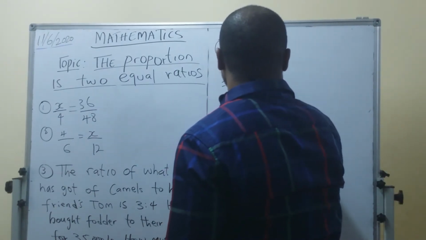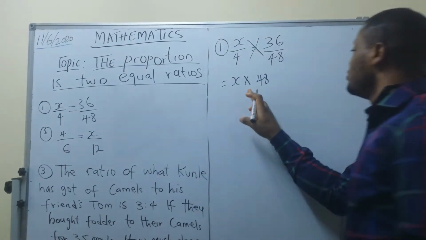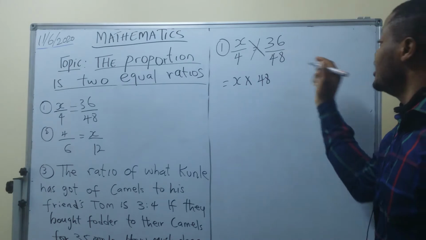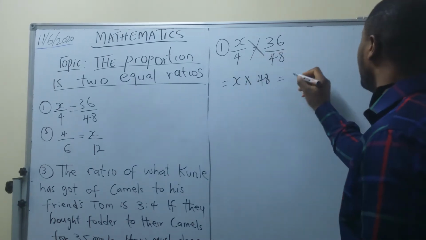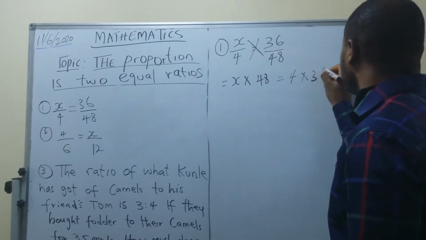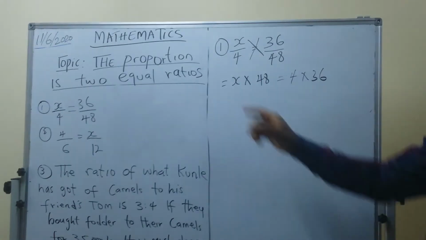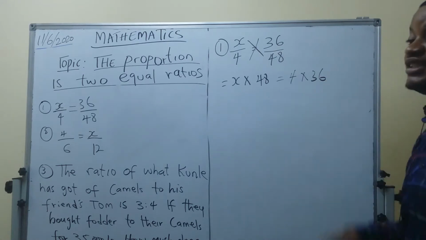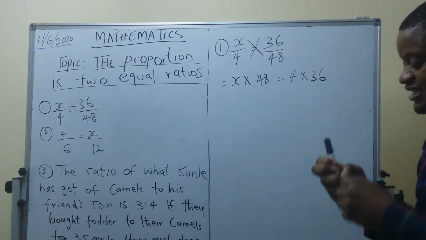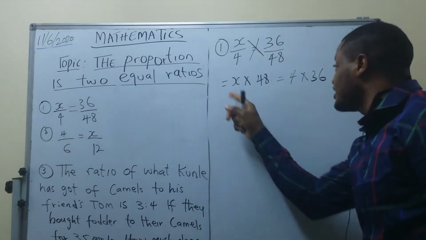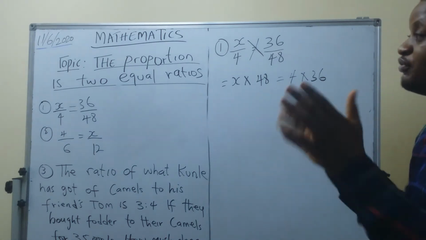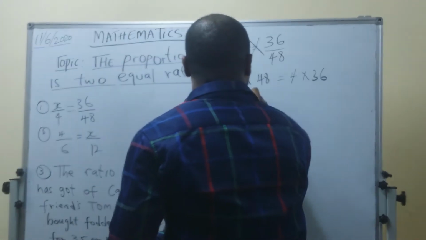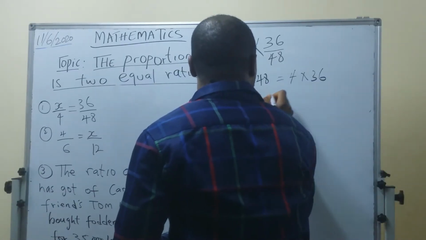We have x times 48. This is multiplication, not x. X times 48 is equal to 4 times 36. Now, what is x times 48? We have x and 48. That is going to be 48x in mathematics.